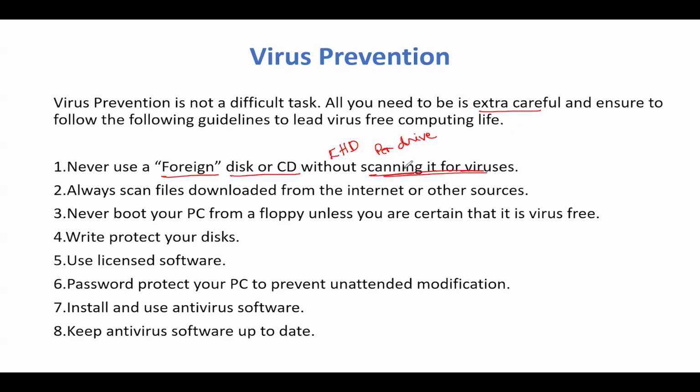Now, how do we scan for a virus? All of you should have an antivirus in your system, and you have to keep updating it. When I update the antivirus, what happens is, every time a new type of virus appears globally in the network, that antivirus company will have a solution for it updated in their software. If you're not updating it, probably you are prone to get more dangerous viruses in your system. So always scan files downloaded from the internet or other sources.